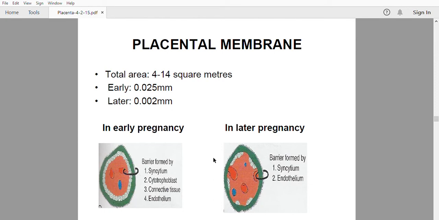Understood what is happening in the pregnancy, what is the role of the placental membrane, and what we mean by the placental membrane? Have you understood? Yes, ma'am. Okay, now the functions of the placenta.